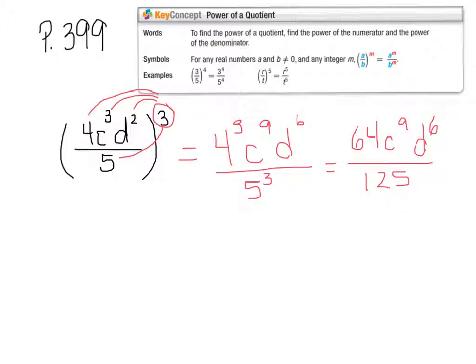Now, of course, if those coefficients, or in this case a constant in the denominator, could be reduced, you would need to do so. Also, if there was a C and a D of some power in the denominator, you would need to take care of that as well.